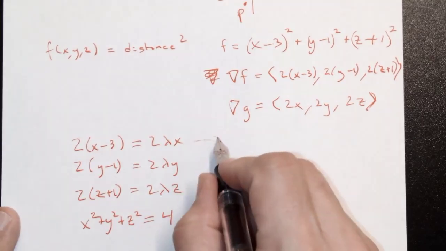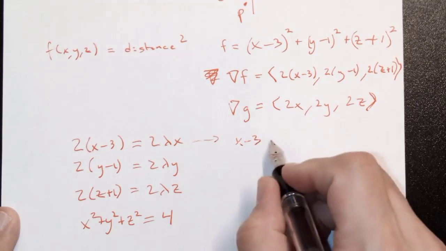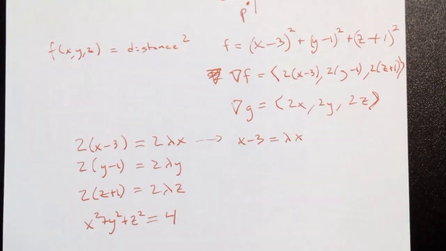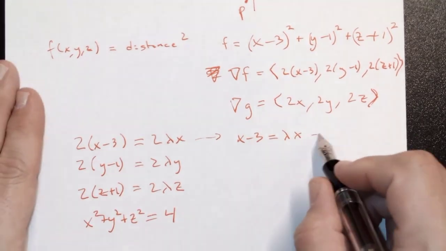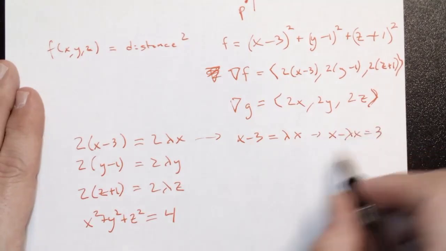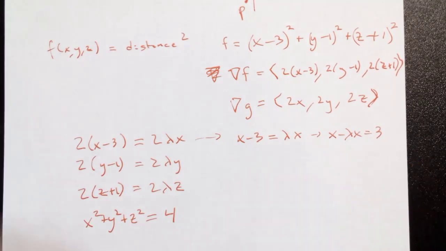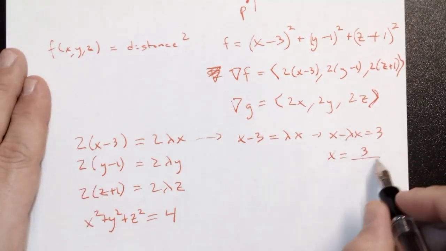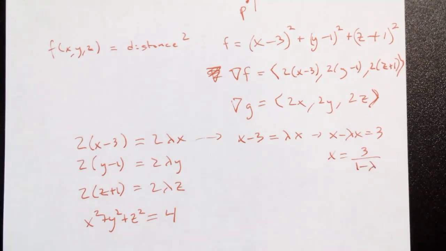Let's just do the first equation. X minus 3 is now equal to lambda x. Oh, wait a second. I can solve for x here. I can rearrange this and solve for x. I can get x minus lambda x equals 3. Move this part over here, move that part over there. Factor out an x, and I get x equals 3 over 1 minus lambda.